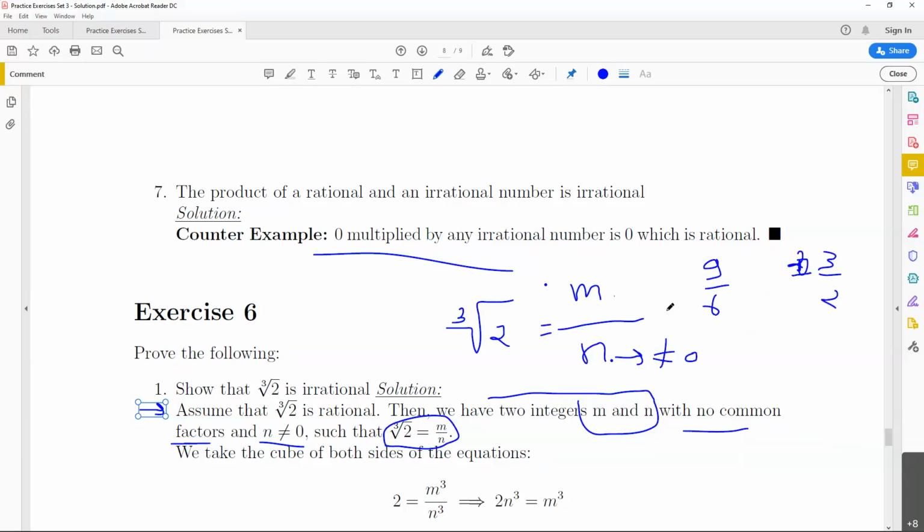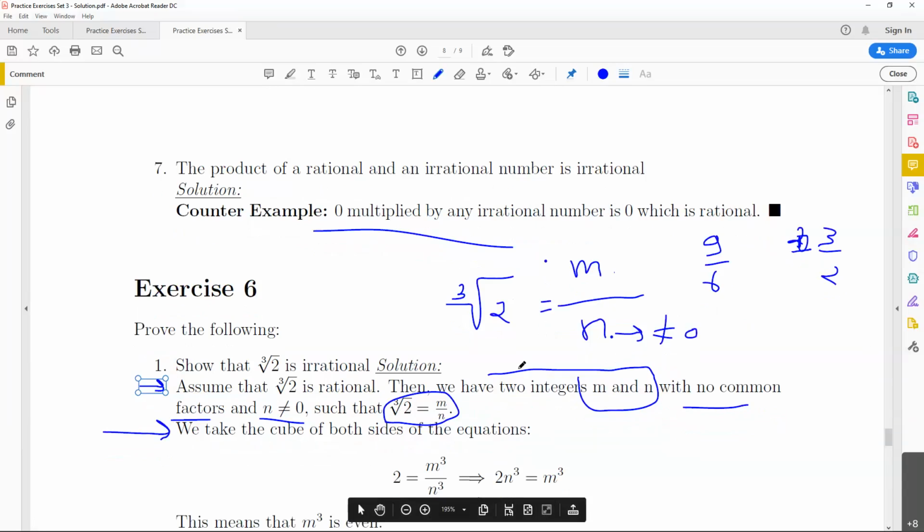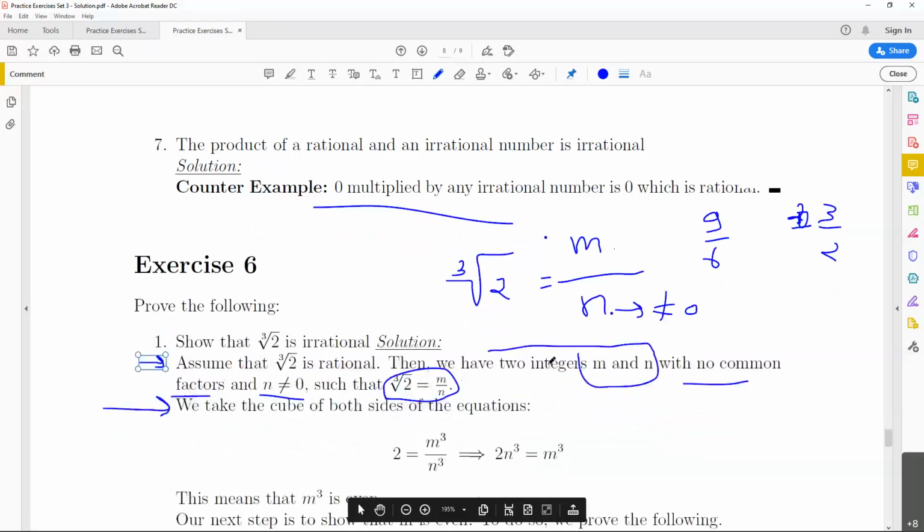Obviously, I'm stressing so much on there being no common factors because our contradiction is going to be that, actually, they do have common factors between them. So how can we do that? Step one, take the cube of both sides. Just raise it to the power of 3 on both sides. You get 2 equals m cubed over n cubed. Crisscross, 2n cubed equals m cubed.